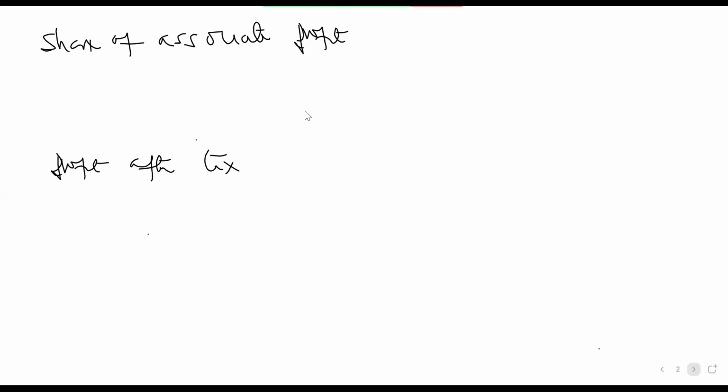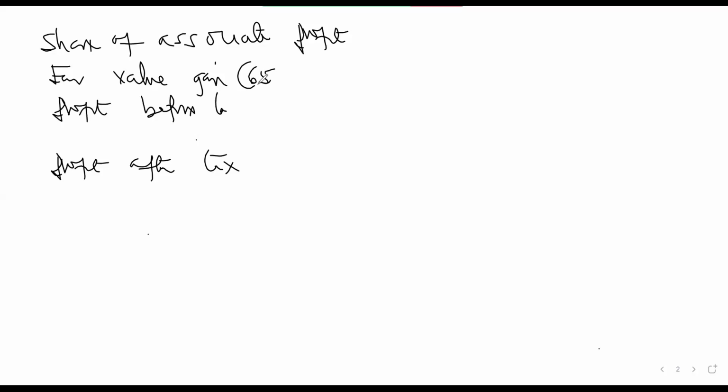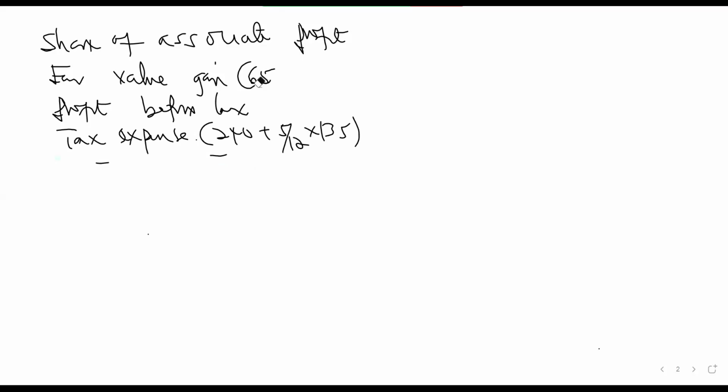Okay, they are saying that the investment is classified through profit or loss. So the gain will be taken to profit or loss. So fair value gain of how much? 65, isn't it? Yes. So we have profits before tax. Then we have our tax expense now to be 240 plus 5/12 multiplied by 135. Okay, so we have profit for the year.